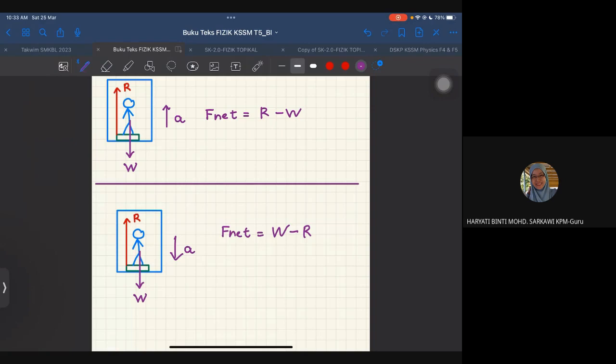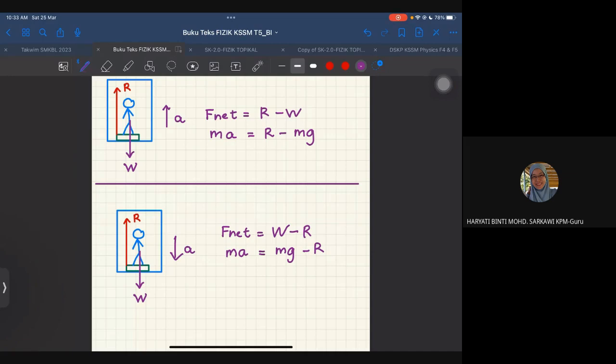So the formula for F net is MA. Just copy. W is equal MG. Boleh? And then here also just copy. So F net MA equal W, W is MG minus R. So we want to determine what is the reading of the weighing scale. Lah. What is the normal reaction? So means that we want to determine R.